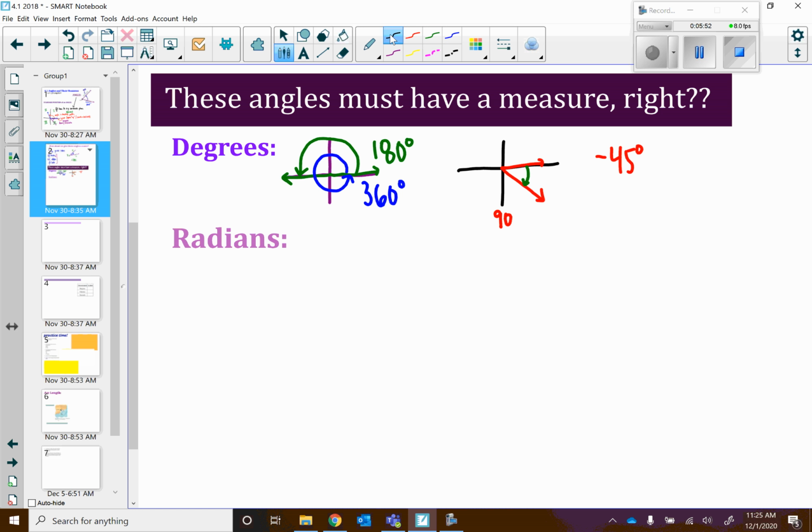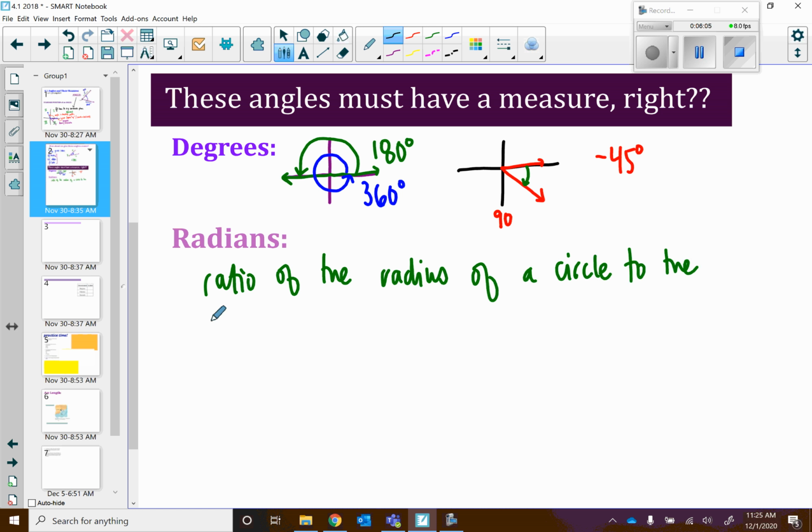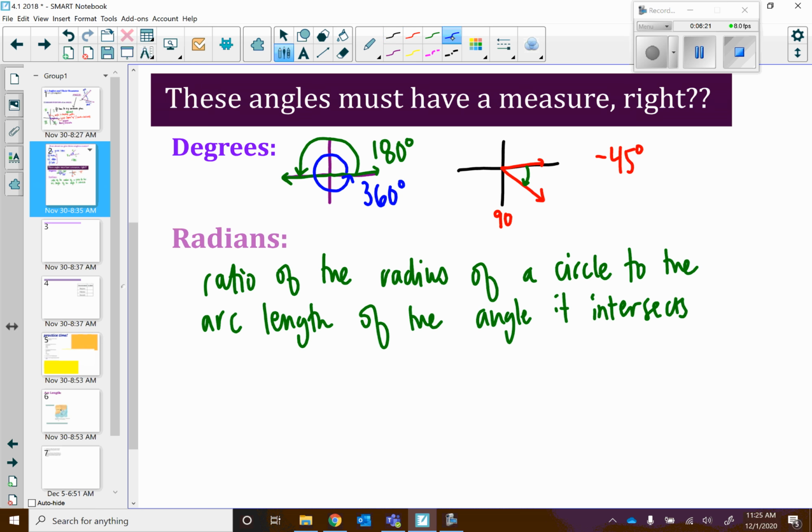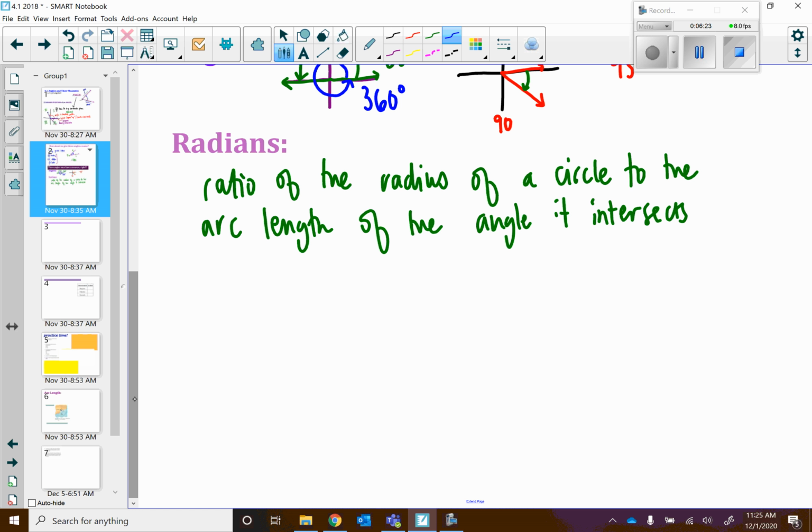Radians are looking at the ratio of the radius of a circle to the arc length of the angle it intersects. So what the heck does that mean? Let's draw a picture.